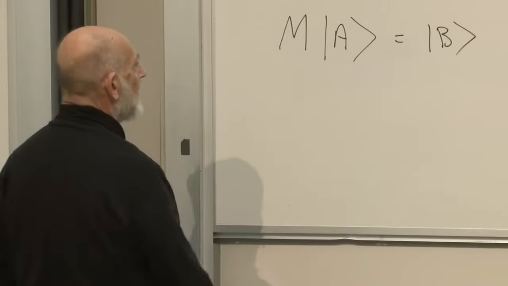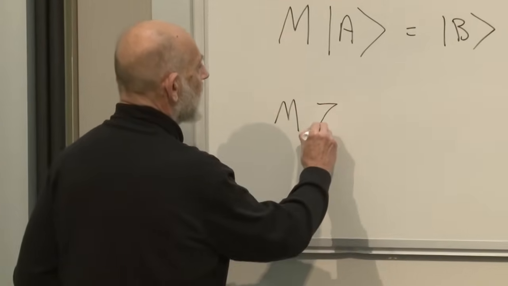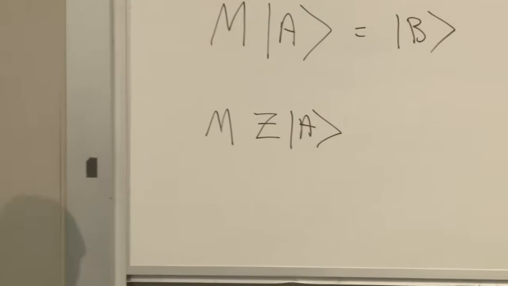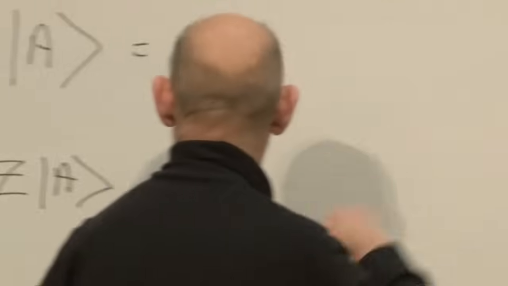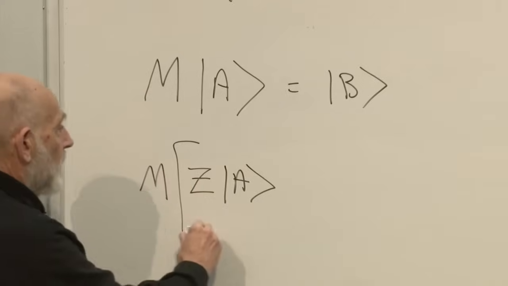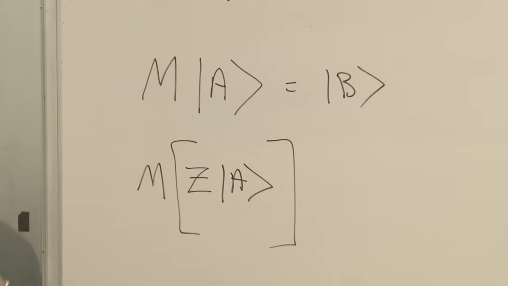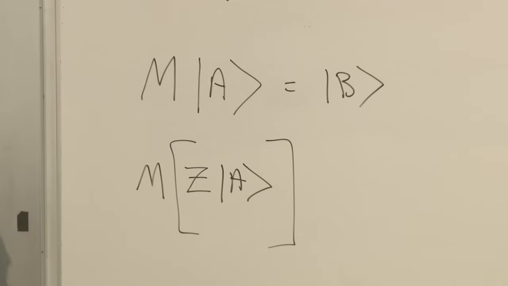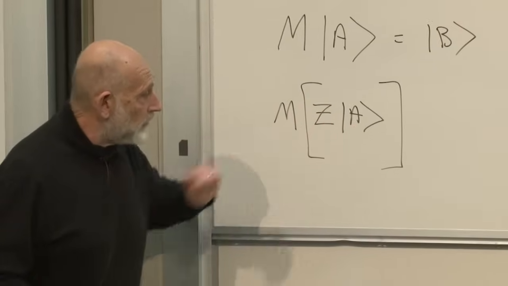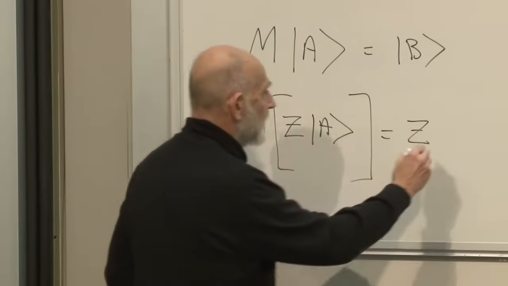Now, what does it mean for M to be a linear operator? Well, first of all, M can act on zA, where zA is a vector. zA is itself a vector because you're allowed to multiply vectors by complex numbers. z is a complex number. The rule about linear operators is if they act on a constant times a vector, they just give back the constant times what they would have given on A.